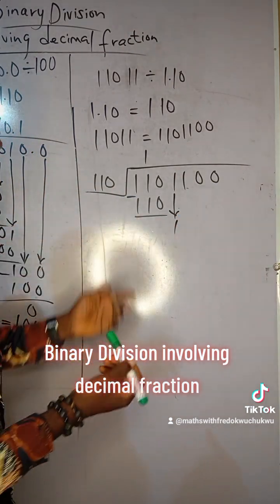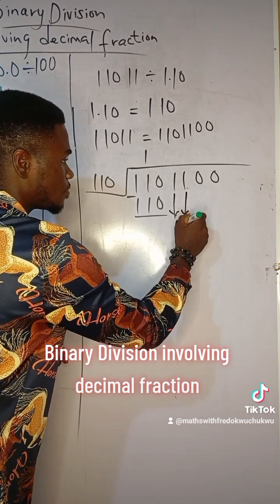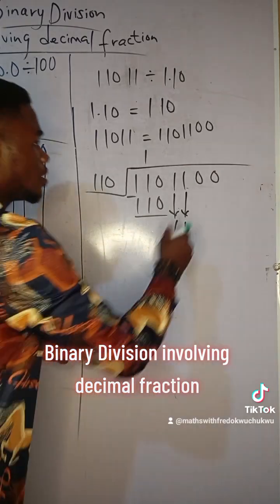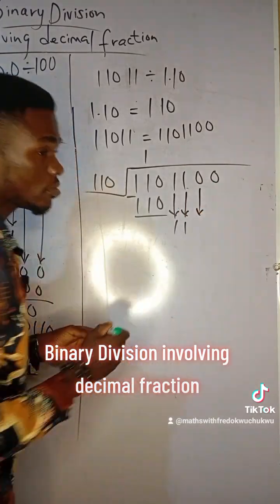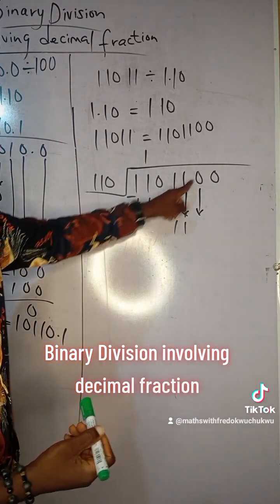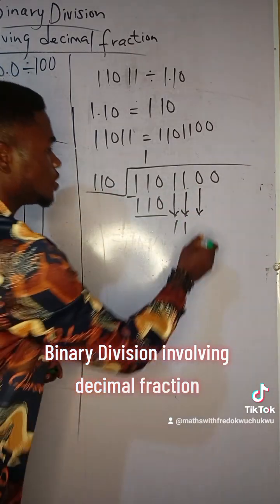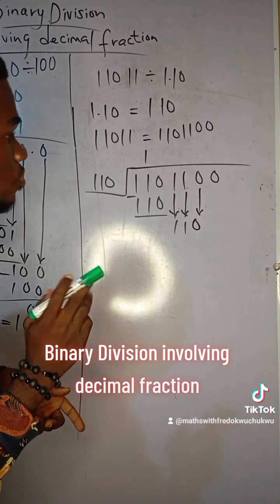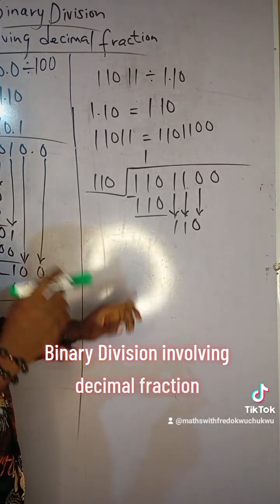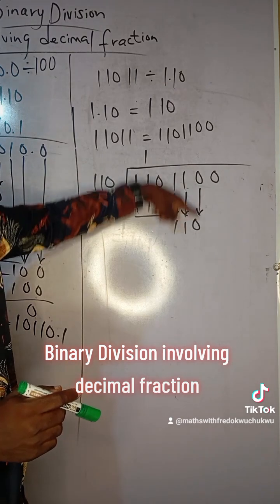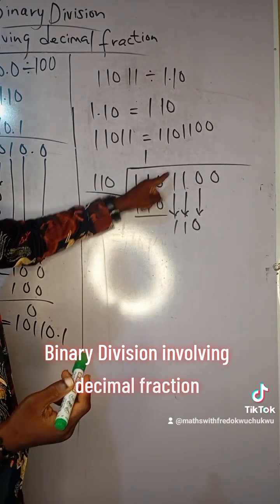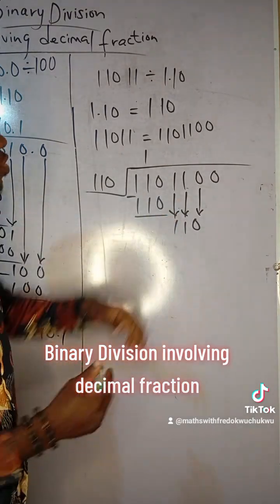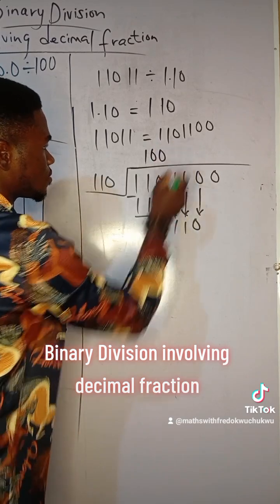Can 110 go into 1? It cannot. I'll bring down another value here, which is 11. Can 110 go into 11? It cannot. You keep on doing that until it is possible. Now, 110, I have to bring down the third value, which is 0. Can 110 divide 110? Yes, it is now possible. But before you say 110 divide 110 is 1, remember that you brought extra two values down. You should have brought just one value down from the normal process. But since we brought down extra two values, we need to write two zeros first.